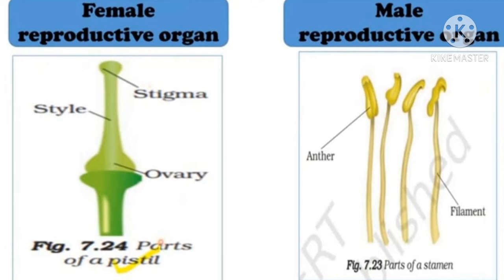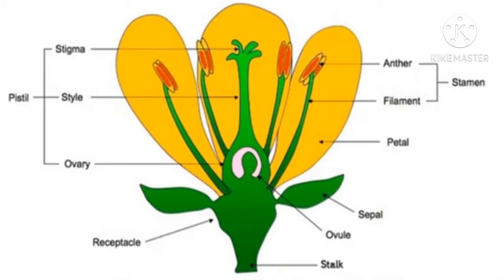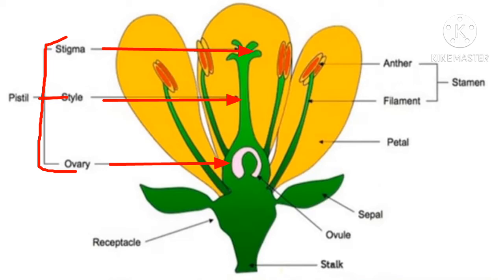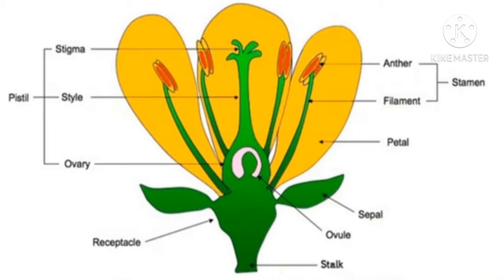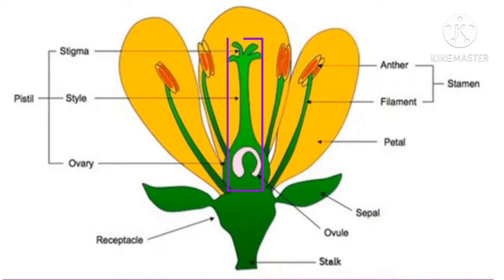Children, we have understood the parts of a flower. These are the sepals, which are the outermost part of a flower. These are petals, which are the brightly colored part of a flower. And this is anther and this is filament. Together it is called as stamen. And this is stigma, this is style and this is ovary. Stigma, style and ovary, together it is called as pistil. It is the innermost part of a flower.